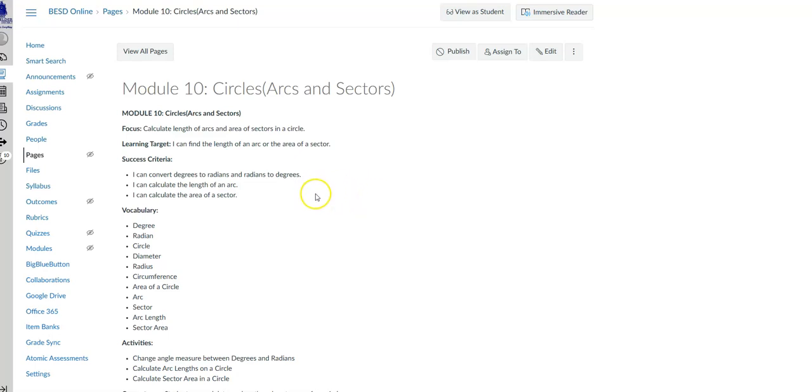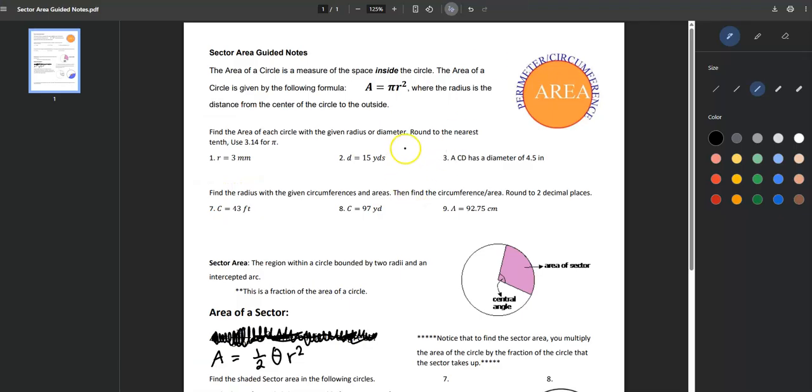Okay, day 3 of module 10 with circles. We're looking at our learning target of finding the area of a sector now, this last part of our learning target. So you should be able to calculate the area of that sector. Okay, so this ties right in with area of a circle, so we're going to talk about area.